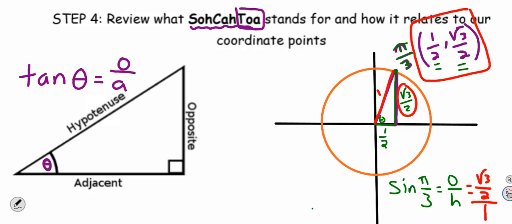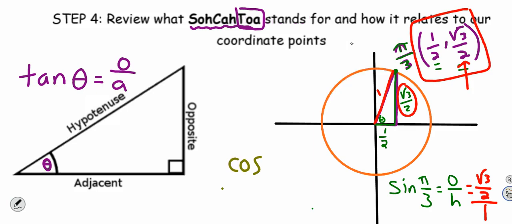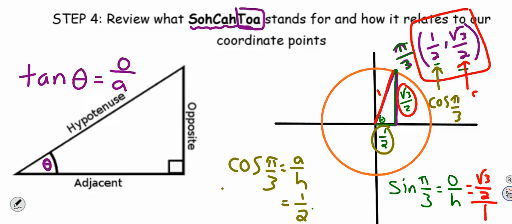Because if sine is opposite over hypotenuse, then sine in the unit circle is always going to match up with our y value. And the same thing, cosine is going to be what? Adjacent. So cosine of pi over 3 is going to be the adjacent over the hypotenuse. Well, what's my adjacent? 1/2. So we have 1/2, and then over hypotenuse is 1, so that's going to be my cosine. So cosine of pi over 3 is 1/2, and then sine of pi over 3 is root 3 over 2.